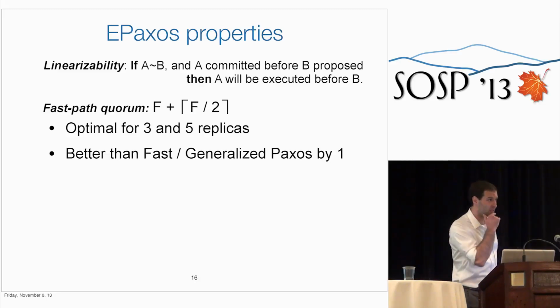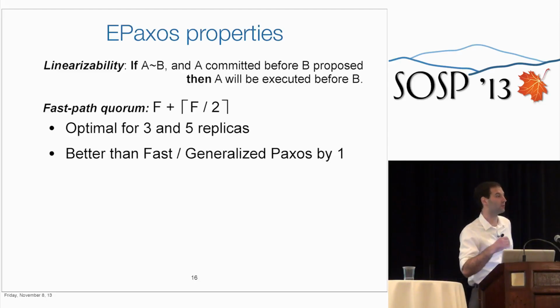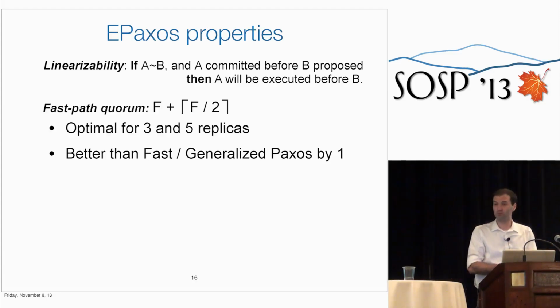And the second one is the fast path quorum, which is how many acceptors, how many replicas have to agree on a certain set of dependencies for that command to be committed on the fast path, is F plus F over 2, where F is the maximum number of tolerated failures. And it turns out that this is optimal for the most common deployments of Paxos, 3 and 5 replicas. And it's always better than fast and generalized Paxos by exactly 1 replica.